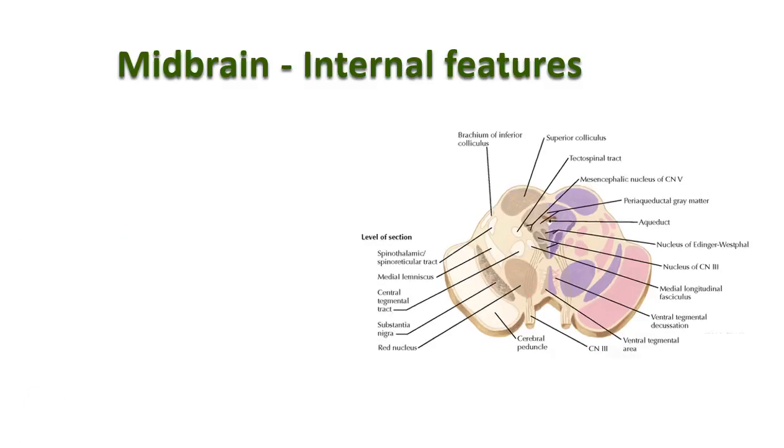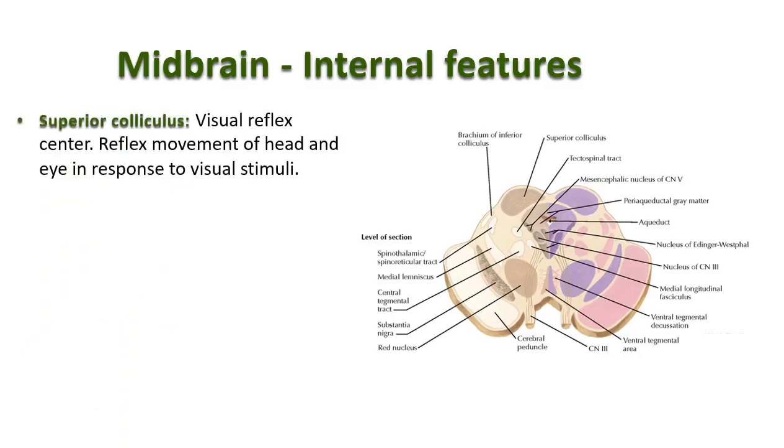Then what about the superior colliculus? It is a visual reflex center. The retinal fibers pass via the lateral geniculate body, and from there relay into the superior colliculus, which is mainly responsible for reflex movement of the head in response to visual stimuli, because fibers from the superior colliculus go as the tectospinal tract, which performs this movement of the head in response to visual stimuli.